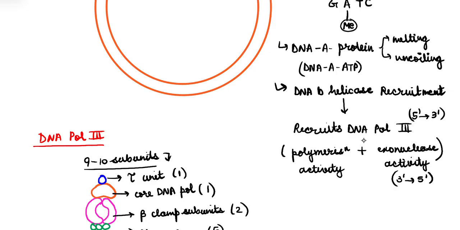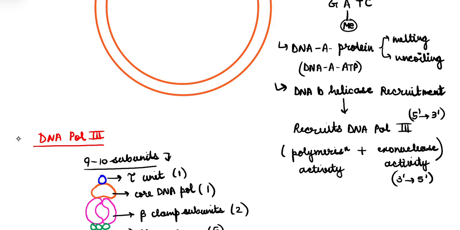The working and the action of DNA polymerase III, that is the polymerization activity of DNA polymerase III, will be from 5' to 3'. This DNA polymerase III also has the exonuclease activity, wherein it can cut the wrongly incorporated nucleotide, and that has the direction of 3' to 5', meaning it can do the proofreading from 3' to 5' later on. So first it has to do the polymerization activity from 5' to 3', and later on it can do the proofreading activity from 3' to 5'.